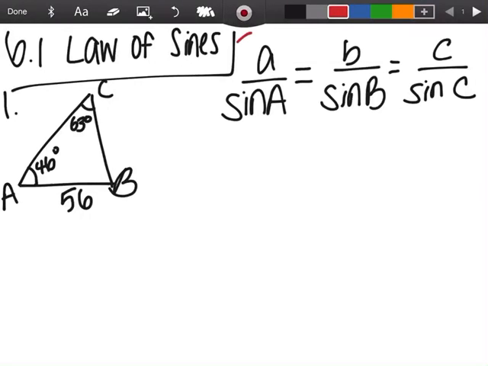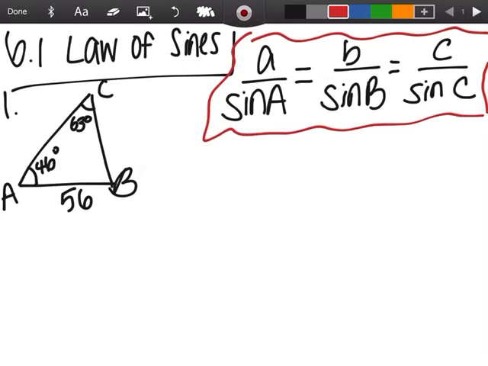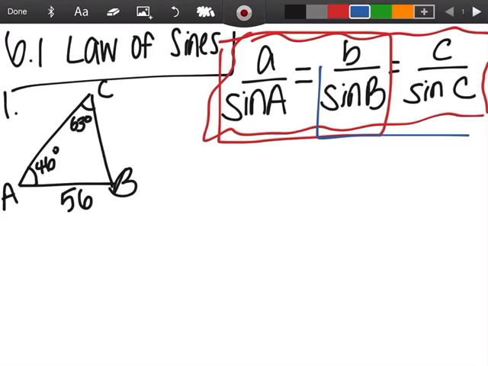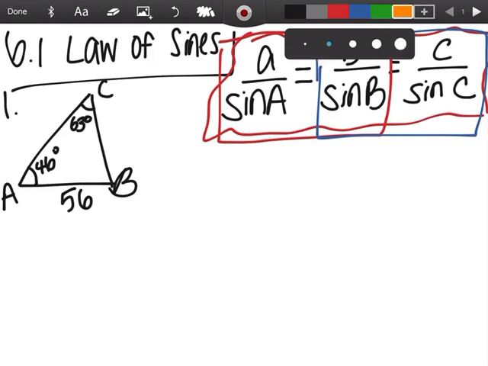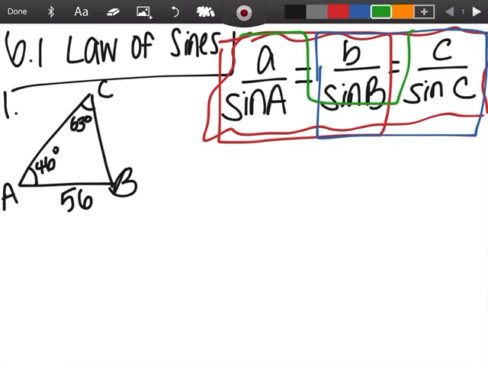The ratio of the sides of a triangle, any triangle, not just a right triangle, is proportional to this. This is what we've got: A over sine of A is equal to B over sine of B is equal to C over sine of C. And I can isolate this in any way I want. I can look at these two, or these two, or I could compare A and C. So I can compare any two that I want. They're true across the board.